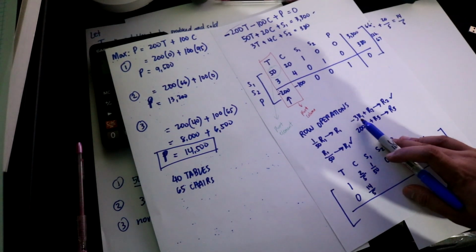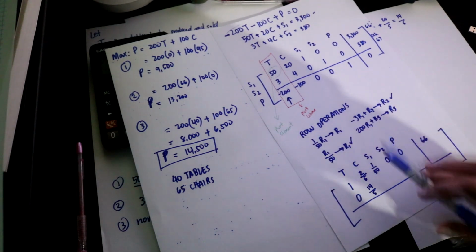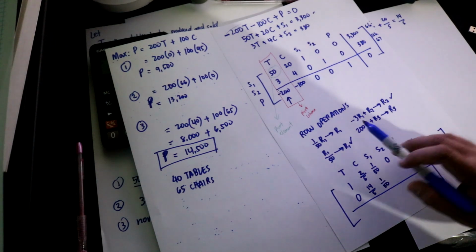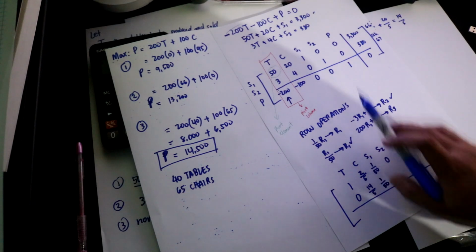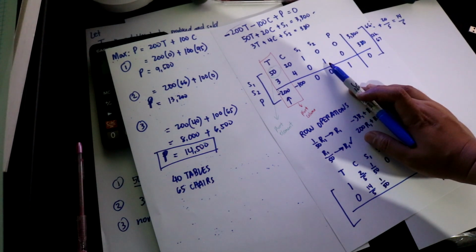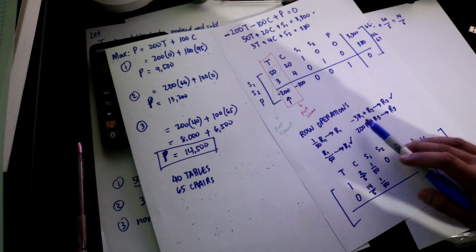Next, negative 3 times 0 would be 0, plus 1 over 50. Negative 3 times 1 is negative 3. Oh, no, sorry. Negative 3.